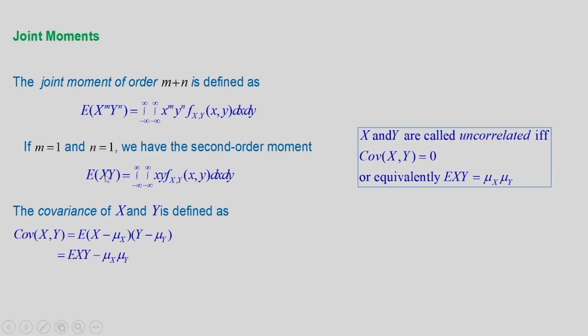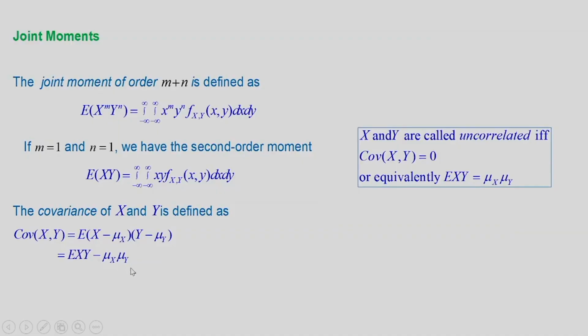The second order moment E of x y is also called the correlation between x and y. Now, we can define the second order central moment, that is the covariance of x and y, and it is defined as covariance of x y is equal to E of (x minus mu x) into (y minus mu y), and it can be shown that this is equal to E of x y minus mu x into mu y. This is the covariance of random variables x and y.